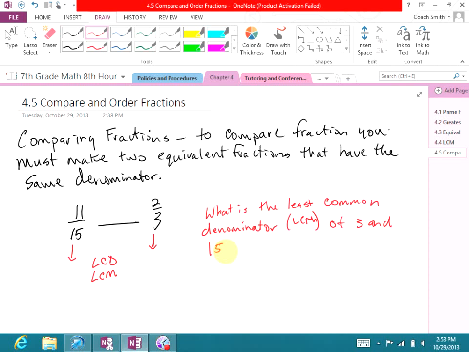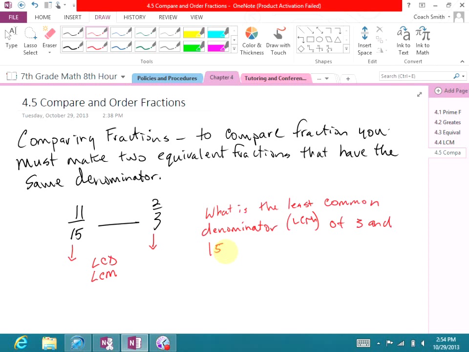So count by 15s. 15, 30. So how do we run into a 3? We don't. No, listen to what I'm saying. Don't think about what I'm saying. Listen to what I'm saying. I am asking you for the least common multiple, also known as the least common denominator, between 15 and 3. What is that? No, I'm not going to repeat it because I've written it on the screen and I've said it 3 other times.